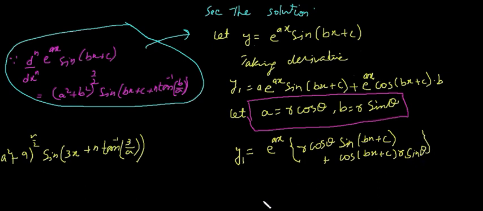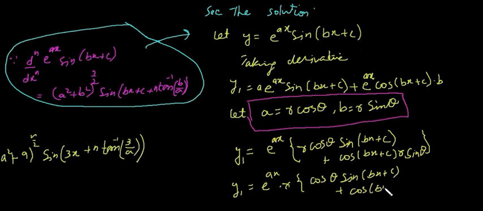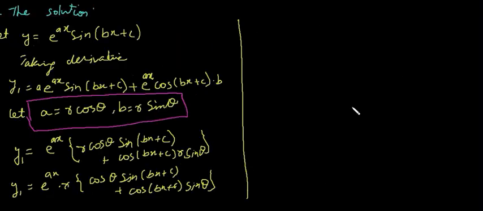So now simplify this, taking r common. So we have the first derivative will be exponential of x into r, and then we have cosine theta sin bx plus c, and then plus cosine bx plus c, and then sin theta. So now when you simplify, you will get the first derivative will be equal to r into exponential of x, and then you will have sin bx plus c plus theta.